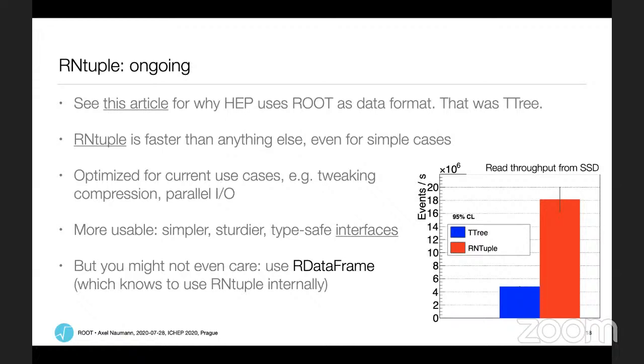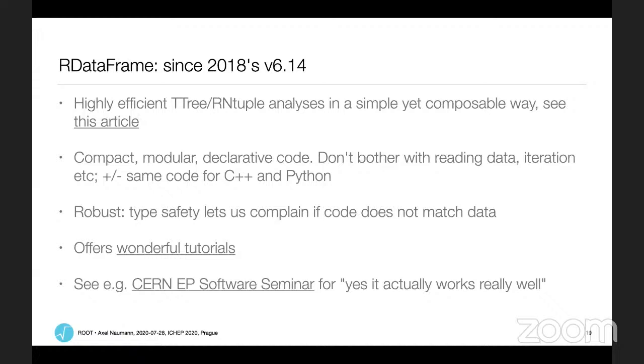That should be an implementation detail, data stored in RNTuple format. But instead, we provide a new interface that allows you to write analyses independently of the actual file format. And that's called RDataFrame. It's out there since 2018. It's highly efficient for T-tree and RNTuple analyses. It's compact, modular and it's using declarative code.